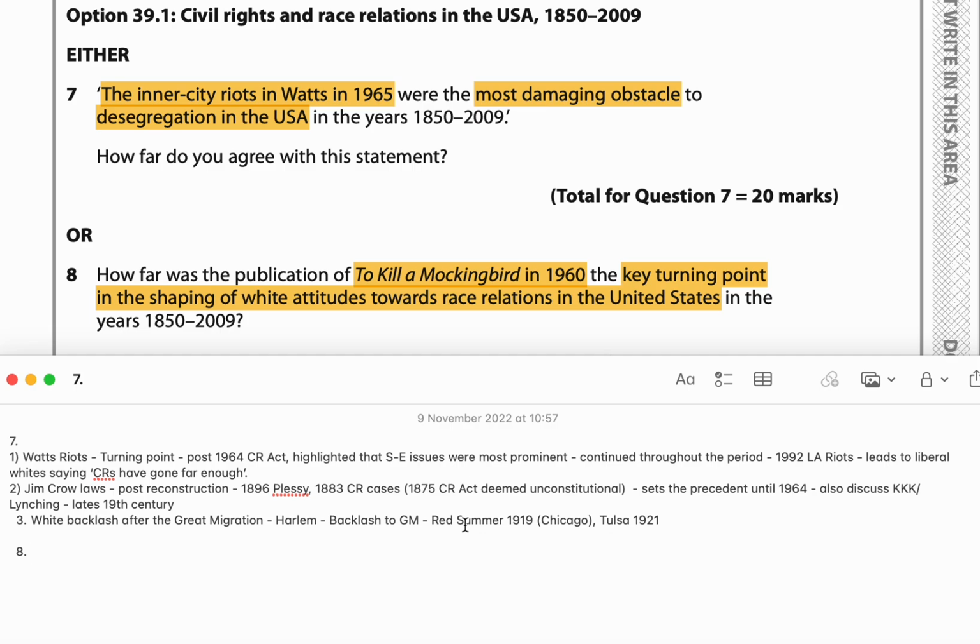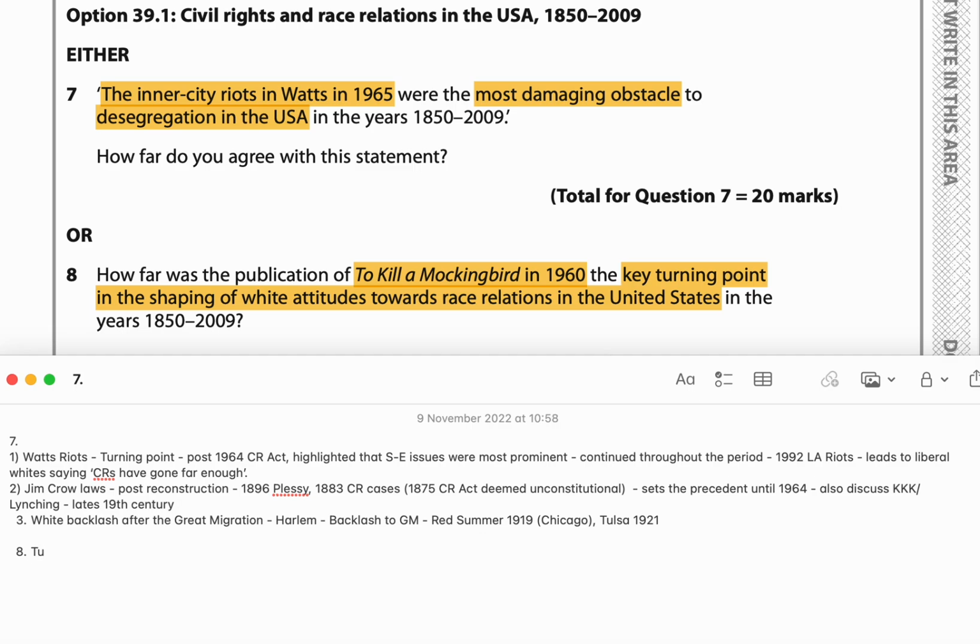It doesn't say film, TV, and literature, so I'm just going to focus on literature here. If you look at the mark scheme, I think it is just literature that's mentioned. So I would actually argue, we're talking about something that's a key turning point in the shaping of white attitudes. What does it mean by turning point?